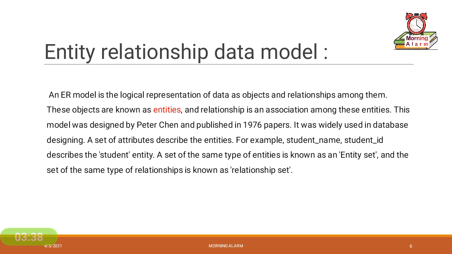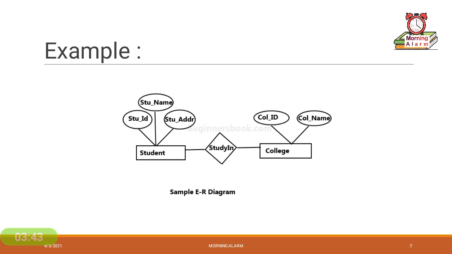An ER model can be easily explained by using an example. If we observe this, student is one entity and college is another entity. These two entities are connected by this rhombus, which has the studying relation. Student is one entity and college is another entity, and study in is the relation between student and the college. If we observe, student ID, student name, and student address are attributes which define the entity student.